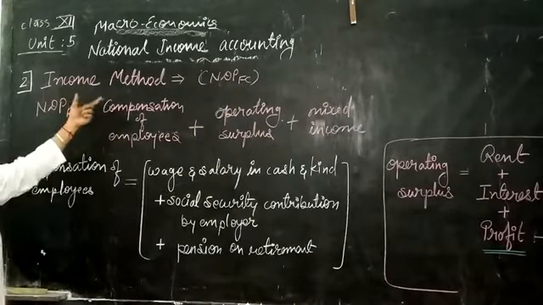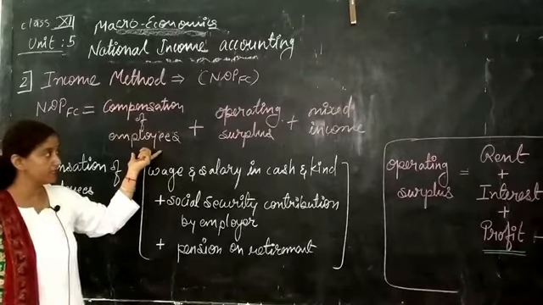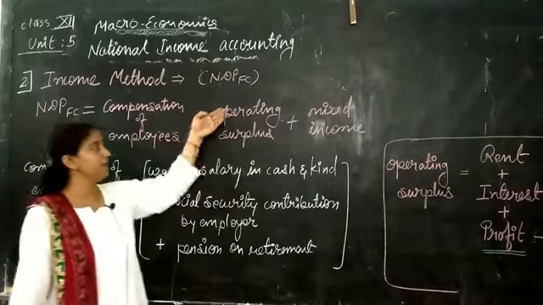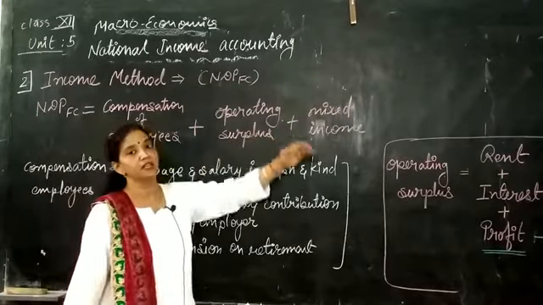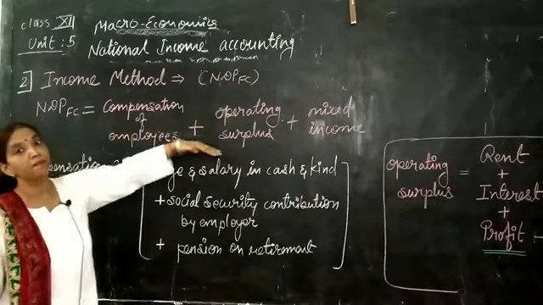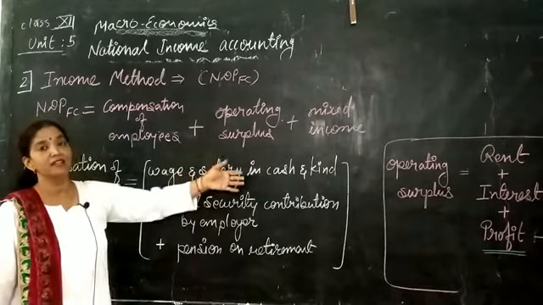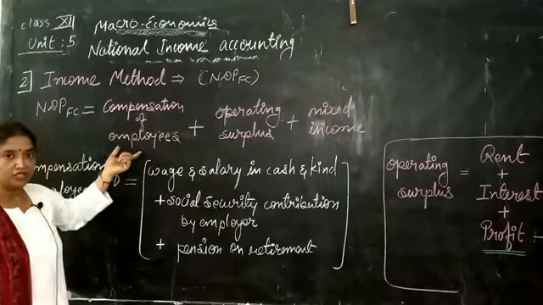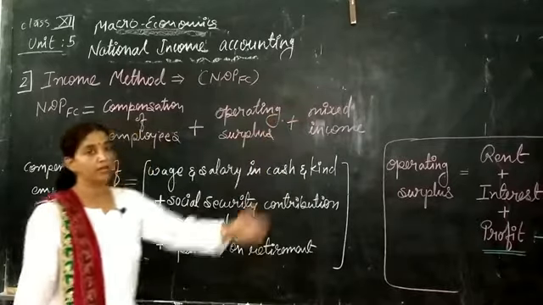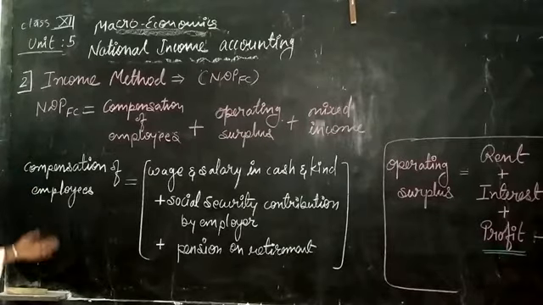The formula to calculate NDP at FC using the income method is compensation of employees plus operating surplus plus mixed income. This is all the kinds of factor payments which individuals receive for providing their services. Compensation of employees also includes many types.